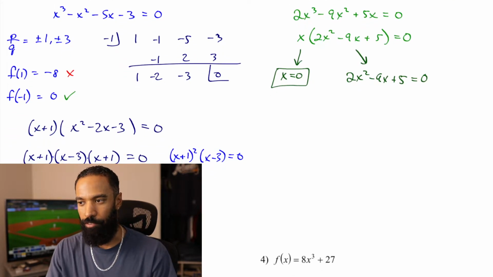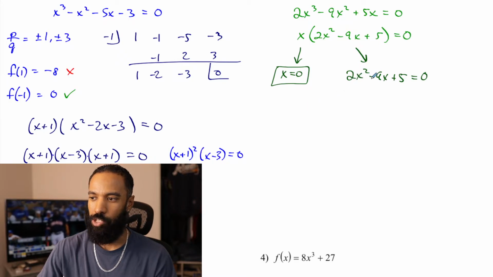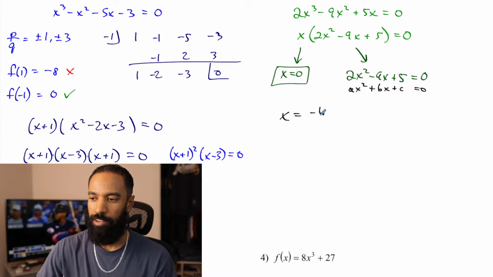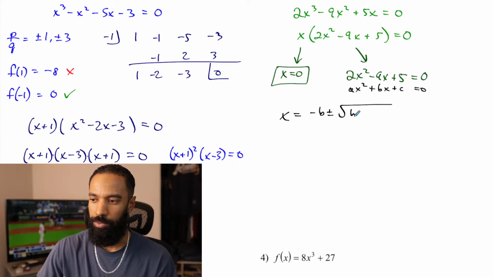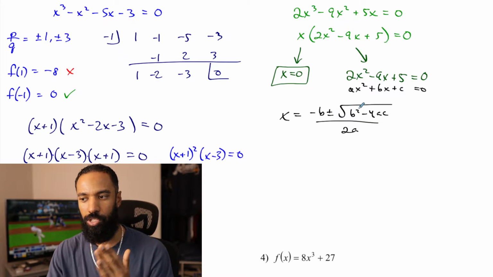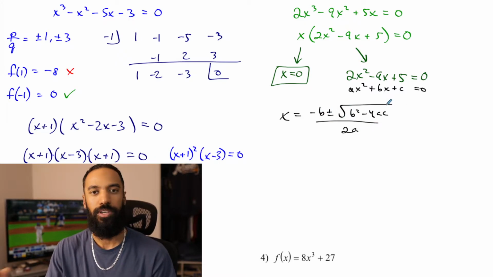I want to use the quadratic formula for this one. The quadratic formula is: if you have ax squared plus bx plus c equals 0, then x equals negative b plus or minus the square root of b squared minus 4ac, all over 2a. There are two solutions within here: negative b plus the square root of b squared minus 4ac over 2a, and negative b minus the square root of b squared minus 4ac over 2a.